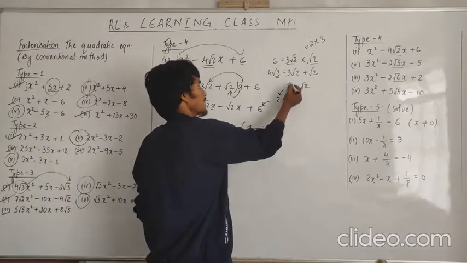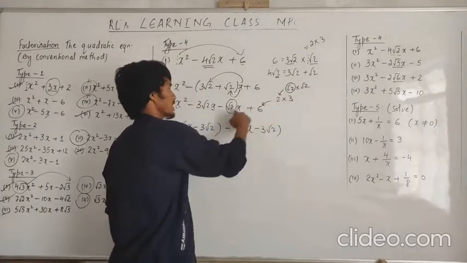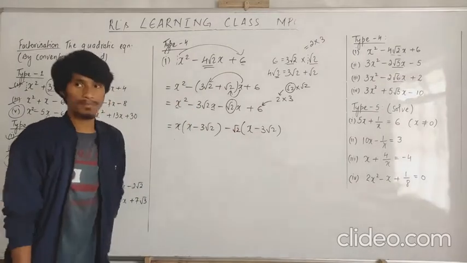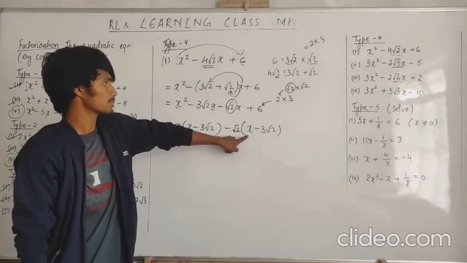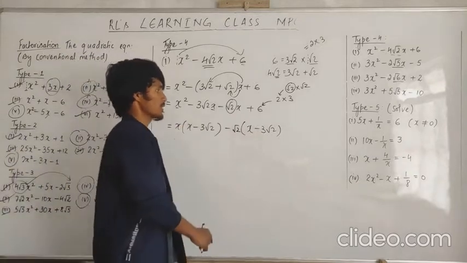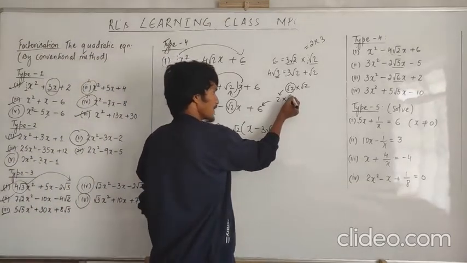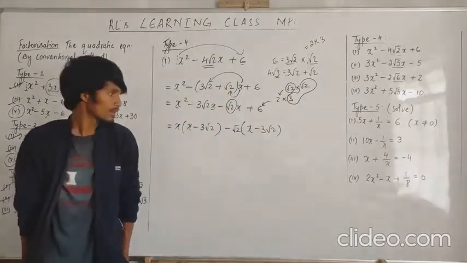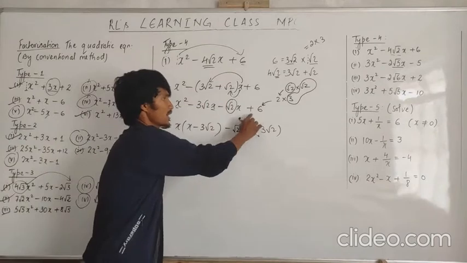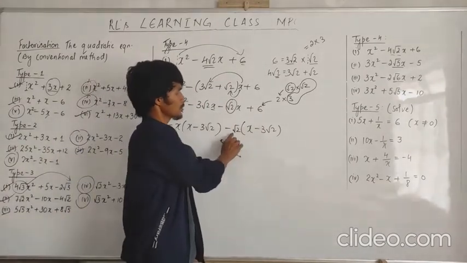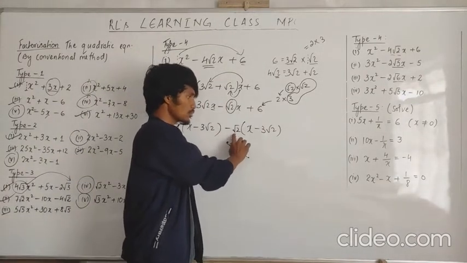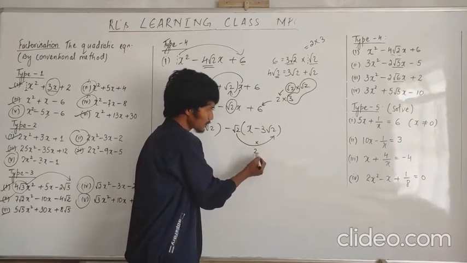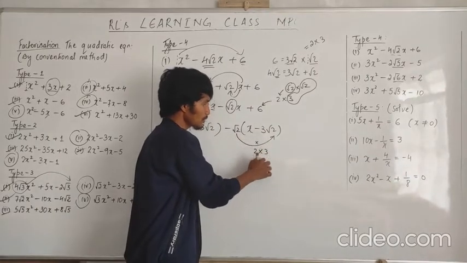Which one is common now? Root 2 is here, and here also root 2, so root 2 will be the common. Now root 2 x will be root 2 x. What is left here? This 3 and root 2 are left, that's why we got 3 root 2. Then minus into minus we got plus. Now root 2 into x we got root 2 x. Then root 2 into root 2 we got 2, and with this 3, 2 into 3 we got 6.